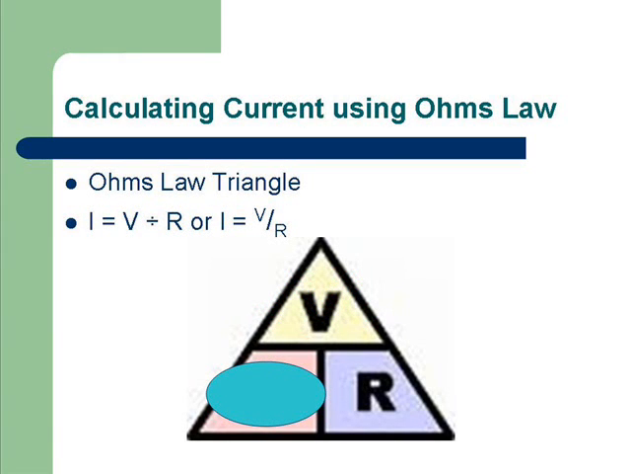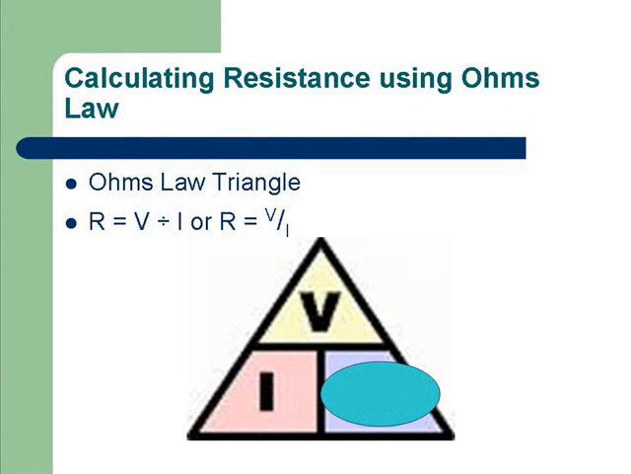Using the same technique, if we want to find current, we simply cover the I symbol, and we note that the equation reveals the voltage divided by the resistance, or V over R, as per the equation on the slide. To find the resistance, we simply cover the R, and we note that the equation equals the voltage divided by the current, or V divided by I.